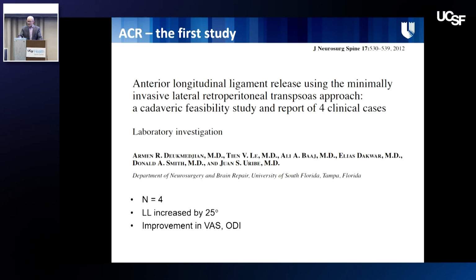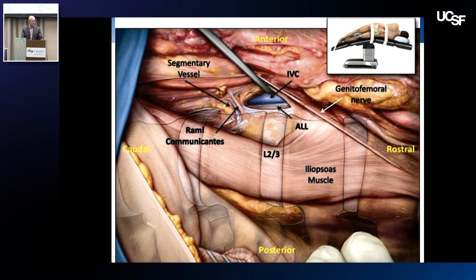Anterior column realignment is a technique I'm really passionate about. I try to do it whenever it's feasible. Juan also wrote the first paper on this technique back in 2012. Small series at that point, just 4 patients, but these patients had improvements in their lordosis by 25 degrees with concordant improvements in VAS and ODI. I think the nicest thing about this manuscript is just the beautiful artwork, which shows as you go just a little bit more anterior in the spine, all the other anatomy you have to be cognizant of. Whether that's the genitofemoral nerve, the vena cava, the segmental vessels.